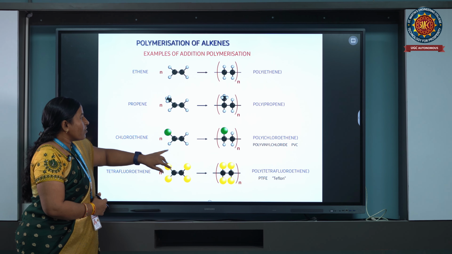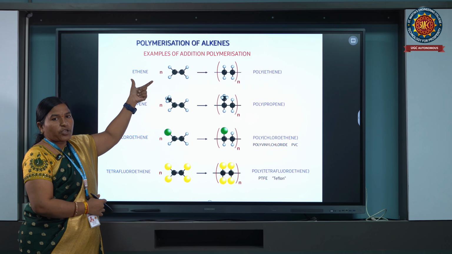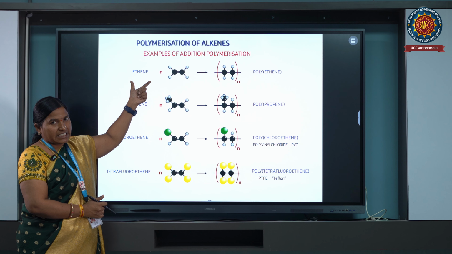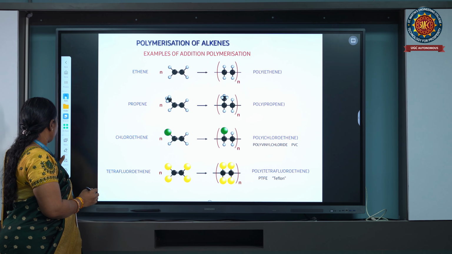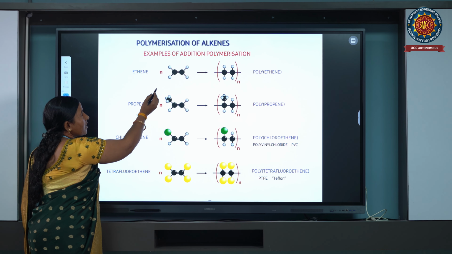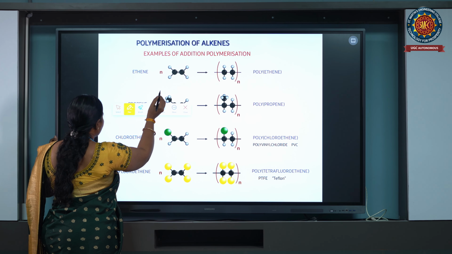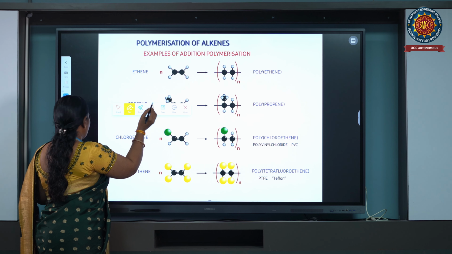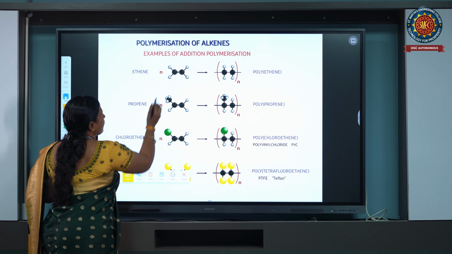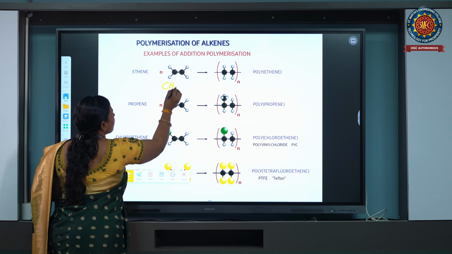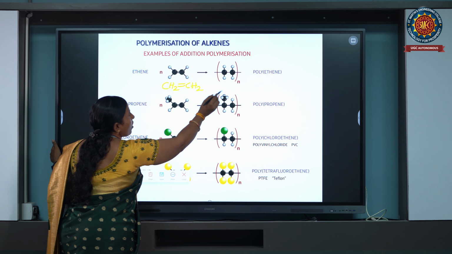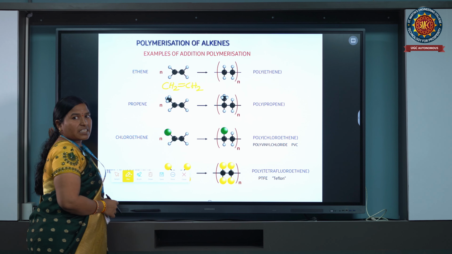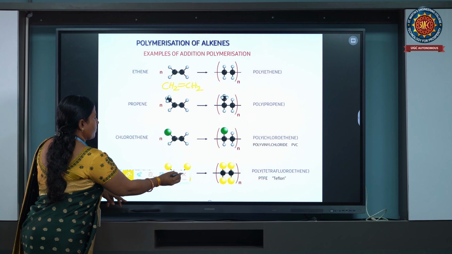Here the monomer unit is nothing but ethene, that is ethene CH2 double bond CH2. Here it is a monomer, and it forms a large molecule, that is the polymer.